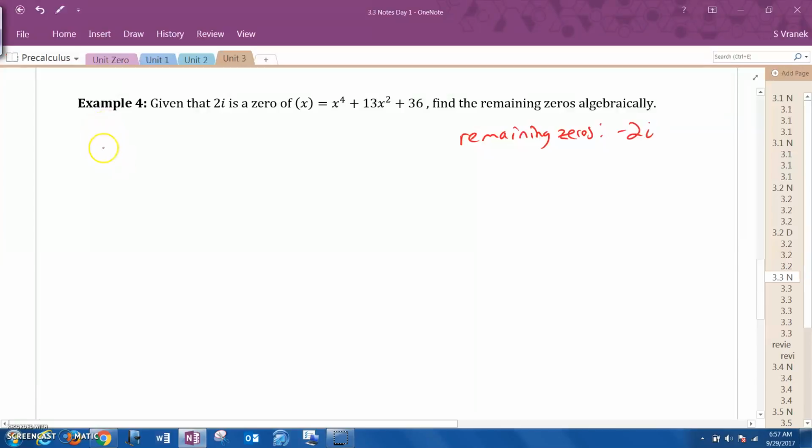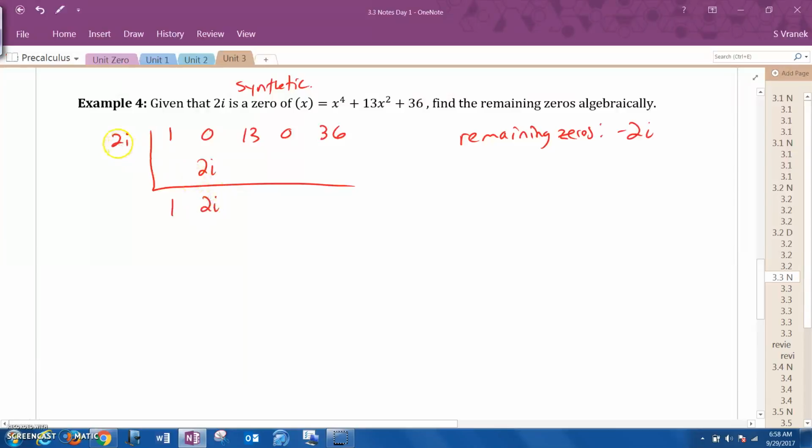So here, you can use synthetic division for imaginaries as well. So we're going to do 2i and then do our synthetic division. Be careful though. Make sure you have zeros in for the x cubed term and the x term. So this is how synthetic division works with imaginary numbers. Same as before. Bring the 1 down. 1 times 2i is 2i. 0 plus 2i is 2i.